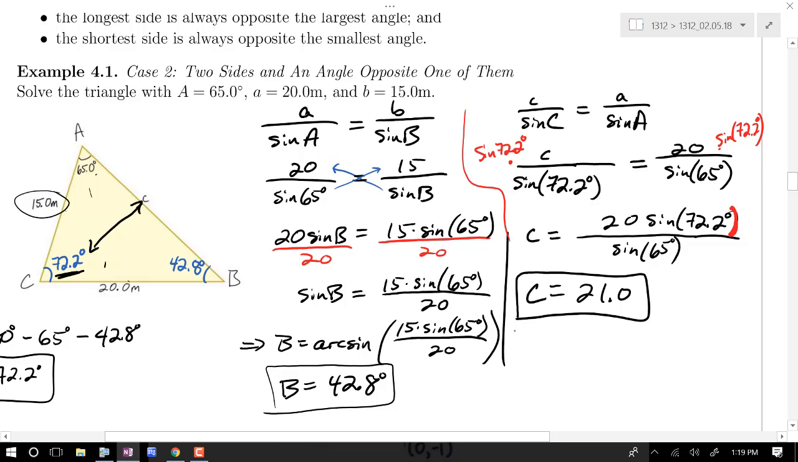Quick check. Our largest angle is angle C, and side C ended up being longer than either of the two given sides, so that jives with what we found. That seems about right.